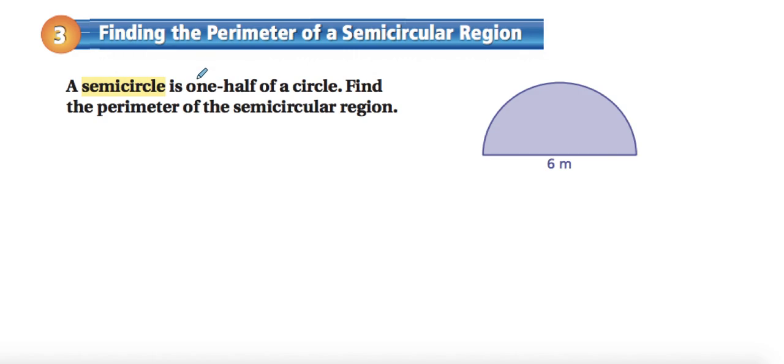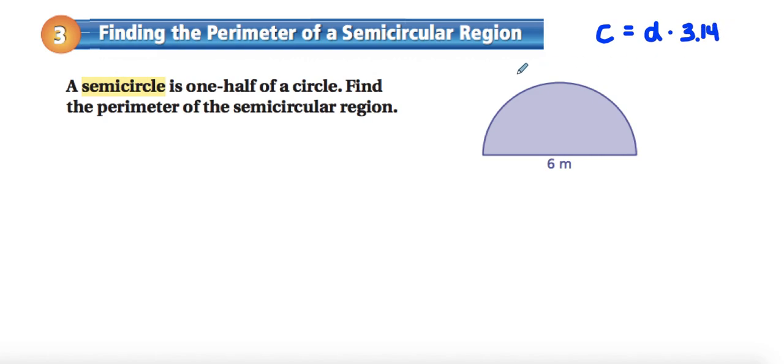But what about finding the perimeter of a semicircular region? A semicircle is 1/2 of a circle. Let's find the perimeter of a semicircle region. To start, I'm going to do the same as my previous problem. I'm going to write my formula. So circumference is equal to diameter times 3.14.